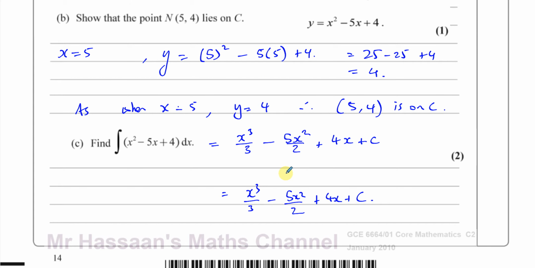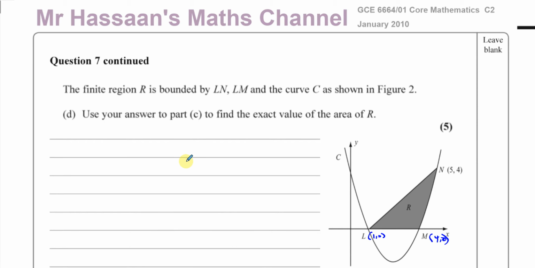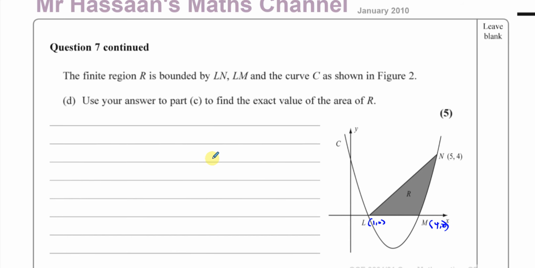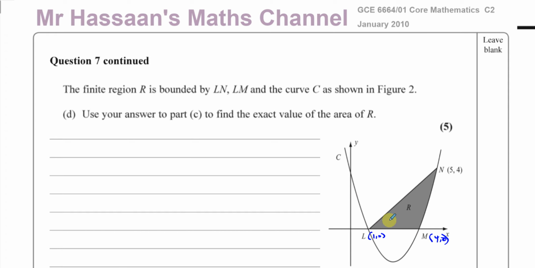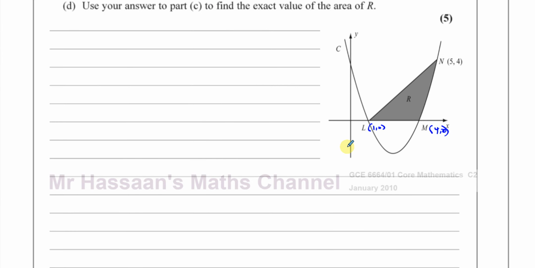Now for part D, it says the finite region R is bounded by LN. Okay, this is a straight line LN, LM, which is the x-axis along where the curve hits the x-axis, and the curve C as shown. Okay, so the curve C, this part of it. Use your answer to part C to find the exact value of the area of R. Okay, so we need to find the area of this region R.